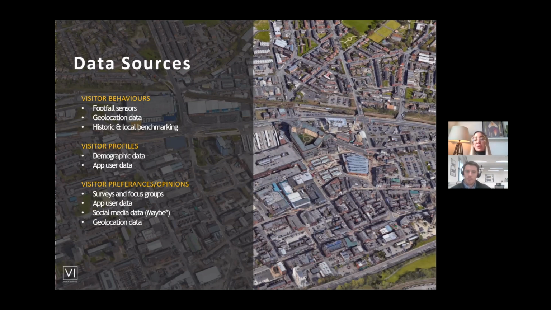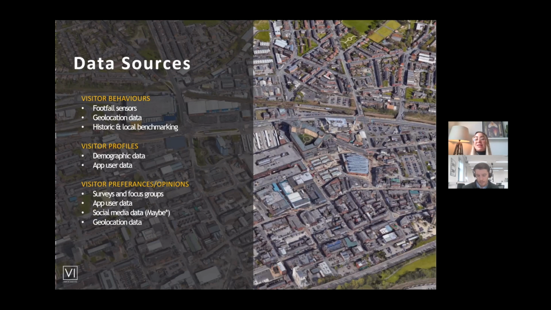Historic and local benchmarking data, so wherever that comes from, whether that's footfall, geolocation data, or publicly available information, but really understanding how there have been changes to visitor behaviours, as well as I would encourage data sharing between communities. So how is your town centre faring compared to other similar locations?